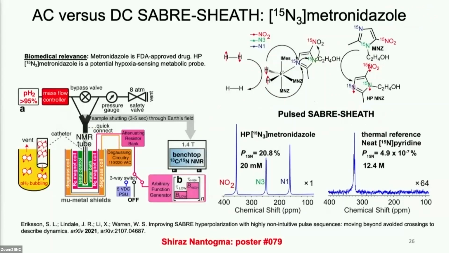As I mentioned, this device is also capable of applying DC fields. And again, the whole point for this device is just the integration. It's just being able to have everything in one box. So here we're using pulsed fields, the approach developed by Warren and his lab. And here we show that we can polarize metronidazole using this exchangeable approach. We're pushing polarization to over 20%.